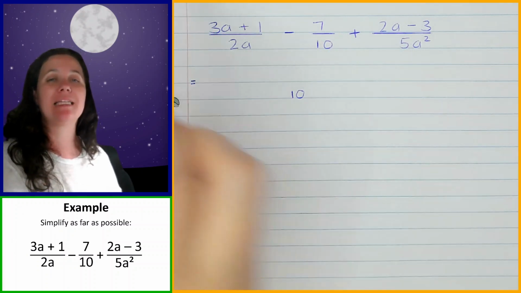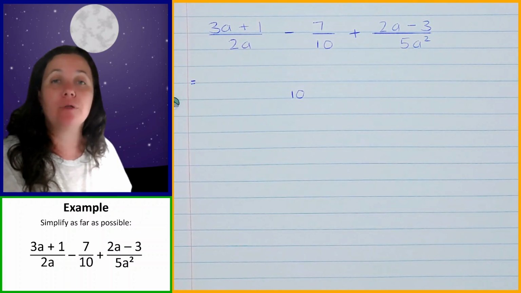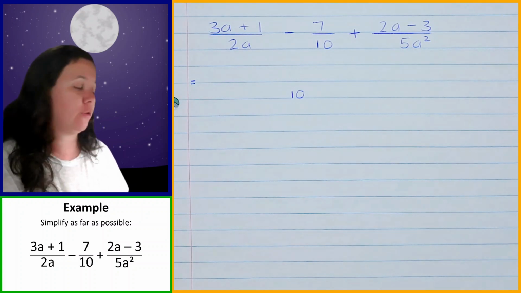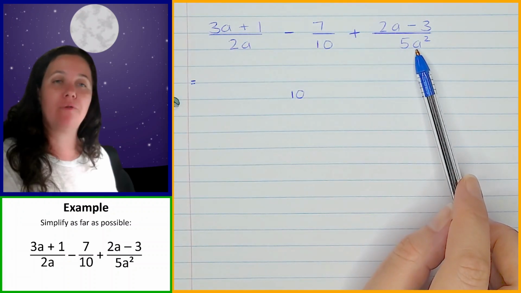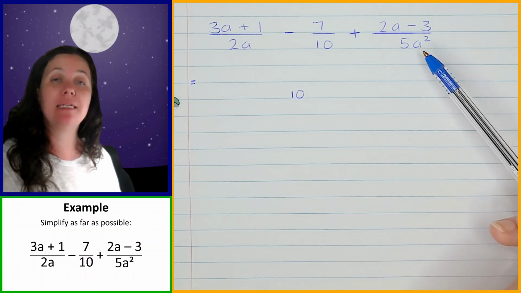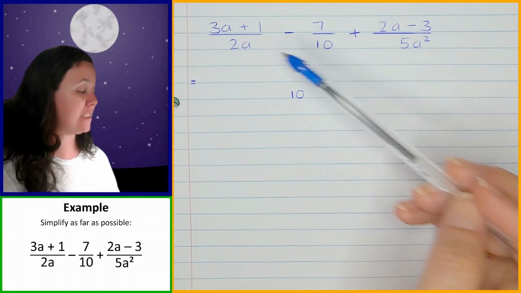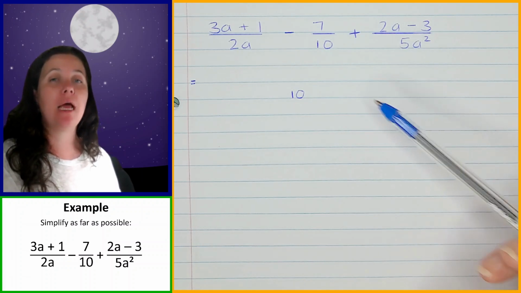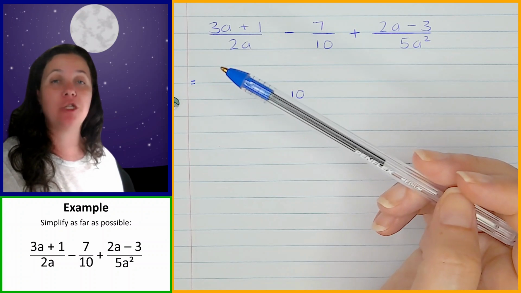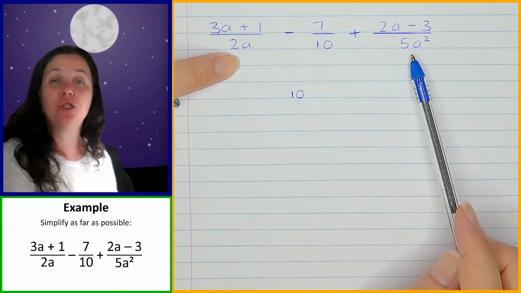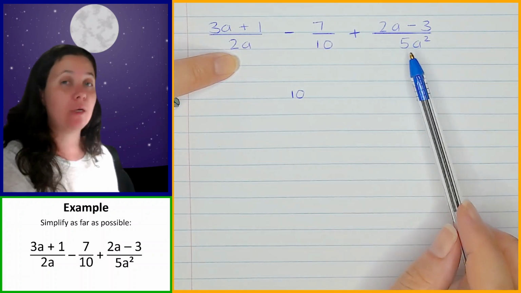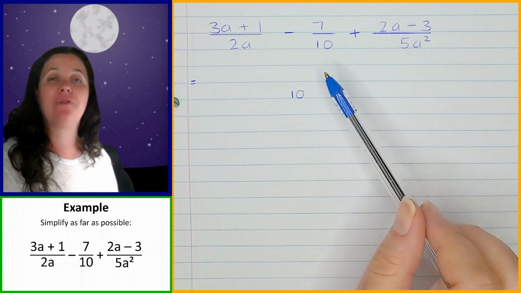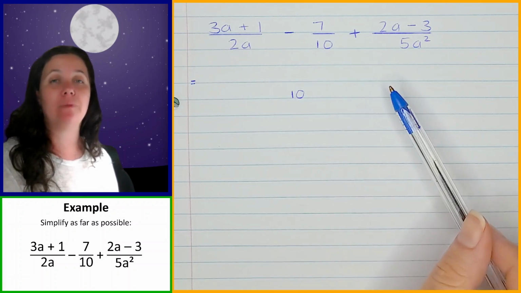Now our LCD has to contain any variables that are in any of the denominators to the highest power that I see in any of the denominators. So over here, the highest power of the a is a squared. So that means my LCD needs to have a squared in it, because a goes into a squared. Remember, the LCD is the smallest expression that all of the denominators can divide into evenly. A can divide into a squared. A squared can also divide into a squared, so I don't need to have a higher power than a squared. I just need to have the highest power that I've got here in any of my denominators.